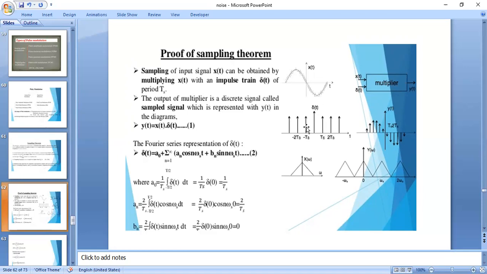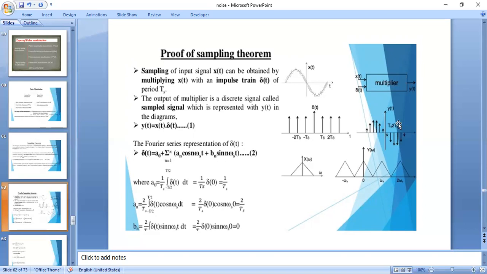So this is the impulse train and this is the continuous signal. If we multiply both these signals, you will get the discrete time signal. Here we are assuming the impulse train with amplitude 1. Each and every point of the continuous signal is multiplied by this impulse train, and you will get the discrete time signal here.